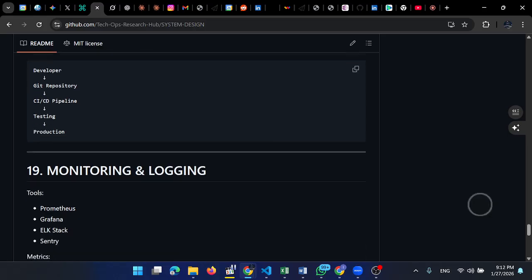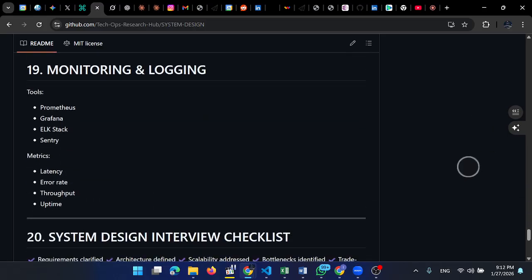And then we have what we call monitoring and logging. There are some tools to use when you want to monitor and log your product or your software. One is Prometheus, two is Grafana, three is the ELK stack, four is Sentry. And the metrics here are: one, latency; two, error rate; three, throughput; and lastly, uptime.